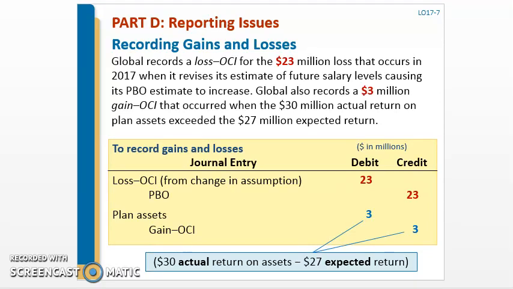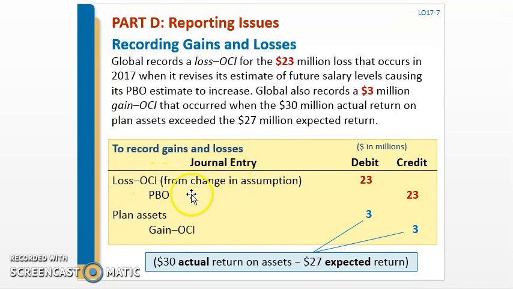All right, some reporting issues. So earlier we talked about the $23 million in the last set of slides that occurred in 2017 when it revised its estimate of future salary levels. That was a whole screencast back, but trust me, there was a loss, right? Because you adjusted your PBO up. So with that, you increased your PBO. Here's your credit, and you have a loss from the change in assumption.